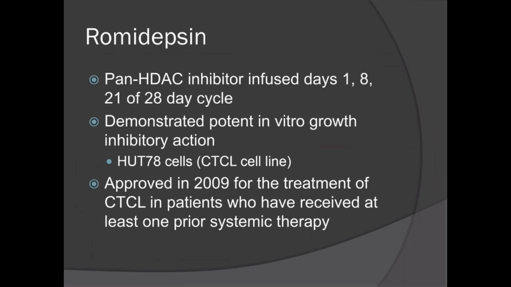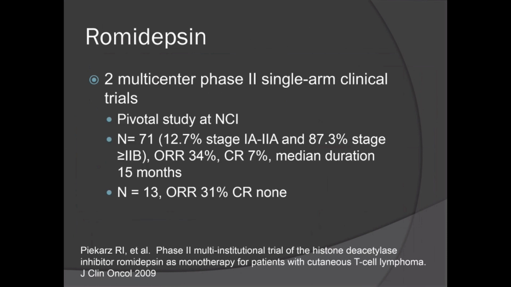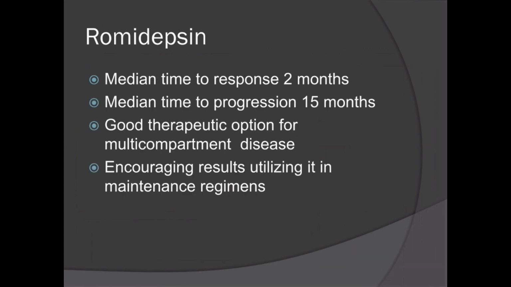It was shown early on to be effective in the laboratory in killing CTCL cells, and then it was approved in 2009. There were two main studies, one done at NCI, notably, where we looked at 71 patients. The overall response rate was 34%. And then a follow-up study, which was smaller, still had a similar overall response rate of about 31%. The median time to response was 2 months. So again, it takes longer to kick in.